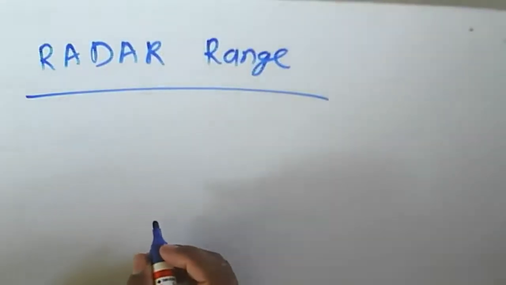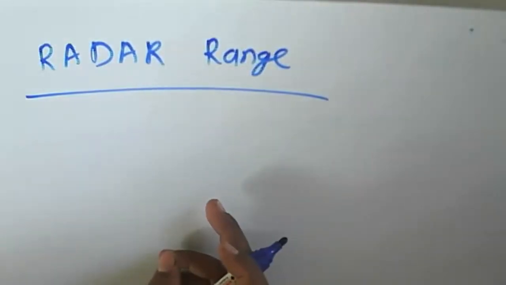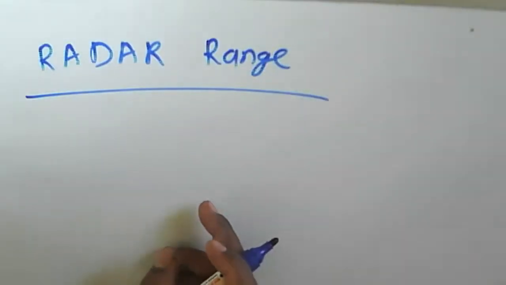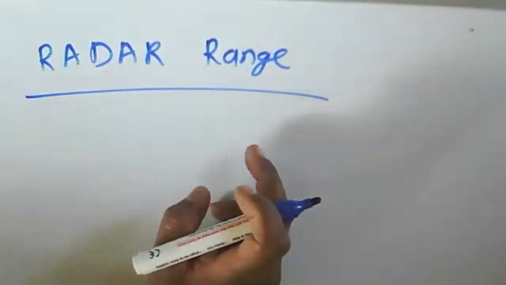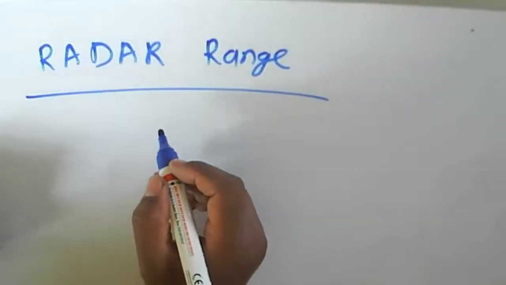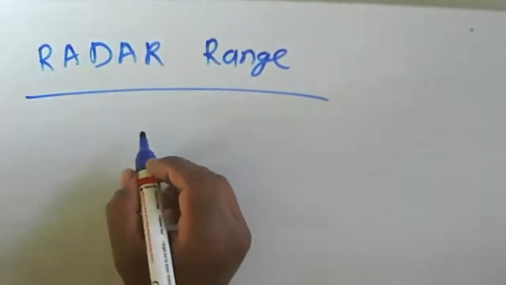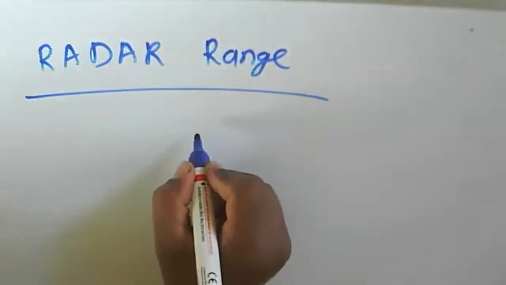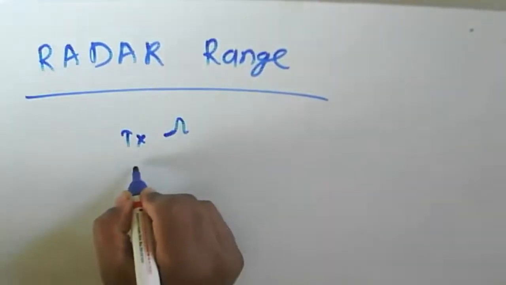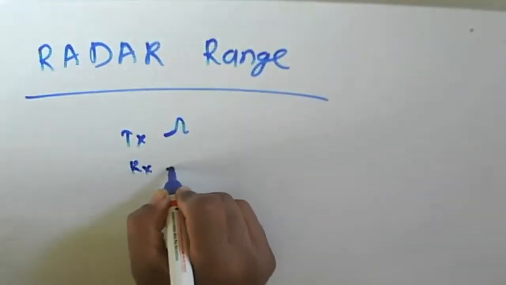Generally, most of the time, all the ranges are considered in terms of kilometers. So a signal is transmitted by the device. That can be a pulse, and the same pulse will be received by the device.